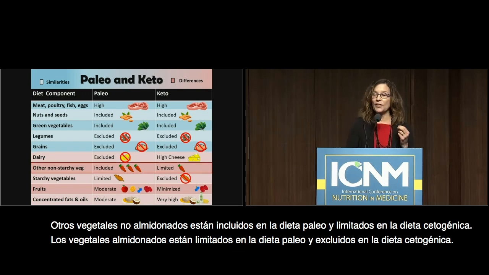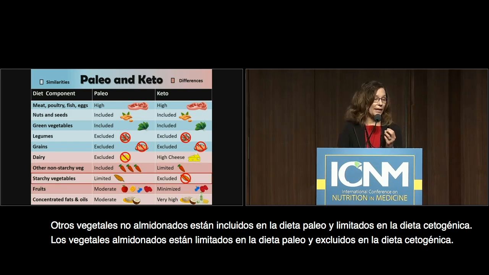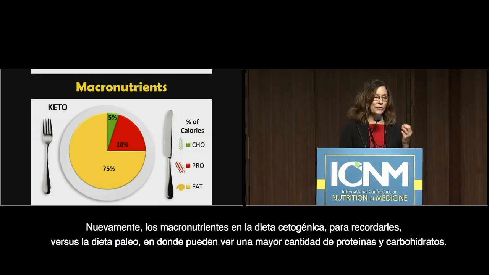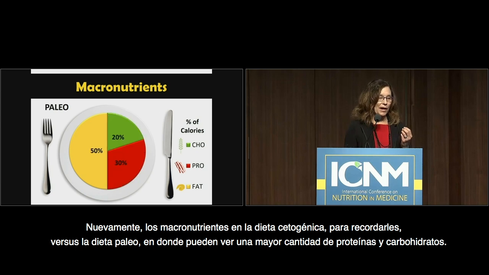Other non-starchy vegetables are included in paleo and limited in keto. Starchy vegetables are limited in paleo and excluded in keto. Fruits are moderate in paleo and very much minimized in keto. And concentrated fats and oils are moderate in paleo, and they are extremely high in keto. So again, macronutrients for keto, just to remind you, versus paleo. So you can see the higher protein, higher carbohydrate in paleo.